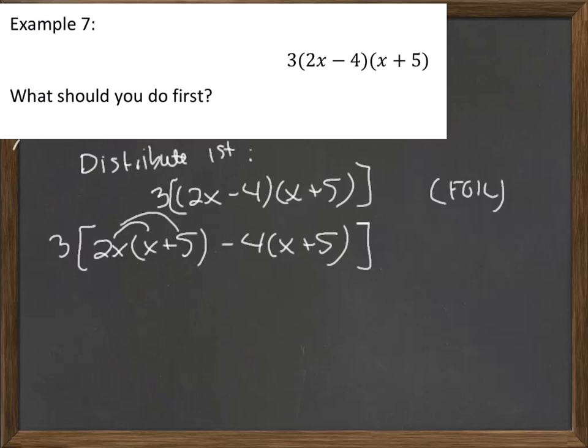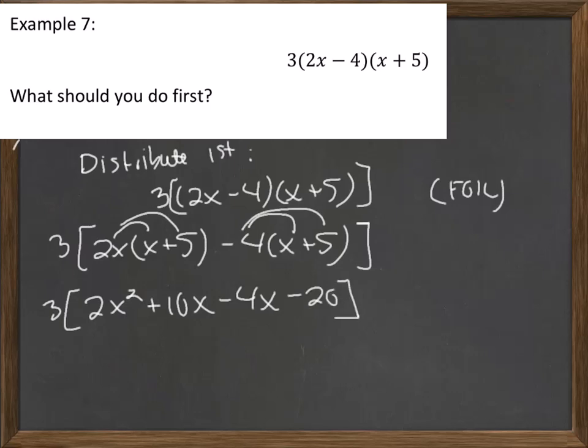So let's go ahead and do our distribution. We have 2x times x, that's 2x squared. 2x times 5 is 10x. Then negative 4 times x is negative 4x. Negative 4 times 5 is negative 20. Now, just as always, we need to combine our like terms. So we have 10x minus 4x, which is plus 6x.